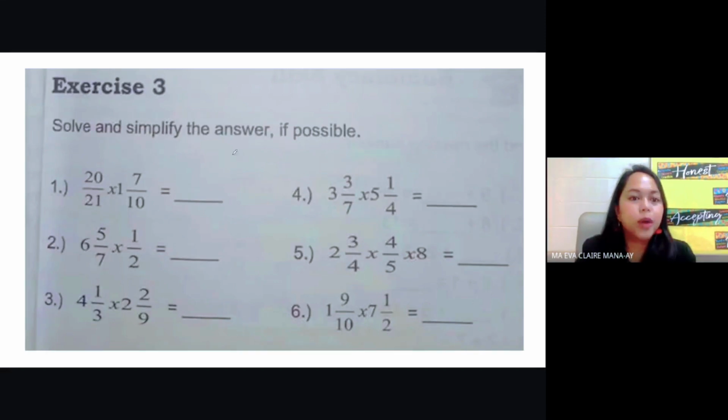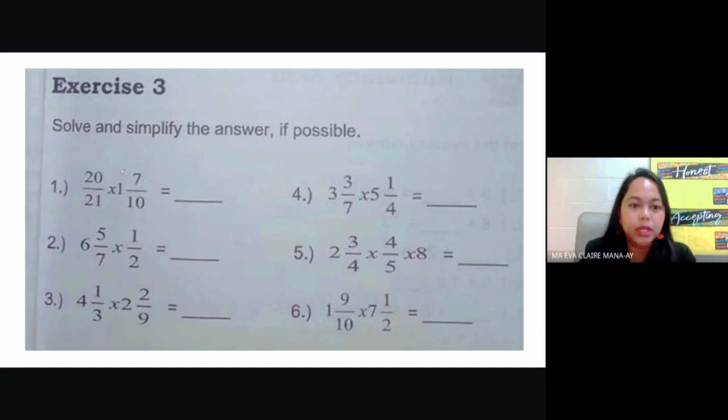Okay, now we go to exercise 3. Still the same process, okay? It's still going to be the same process. Whenever you see a mixed number, convert this into your improper fraction, then proceed to your multiplication. If there is a need to simplify it using the GCF, then simplify that by dividing your numerator and the denominator by their GCF. If your answer is an improper fraction, your numerator is higher than your denominator, then convert that into a mixed number by dividing the numerator by your denominator.